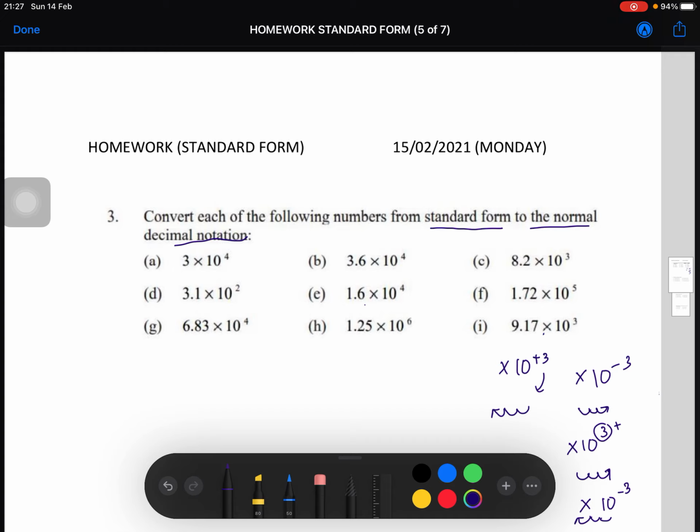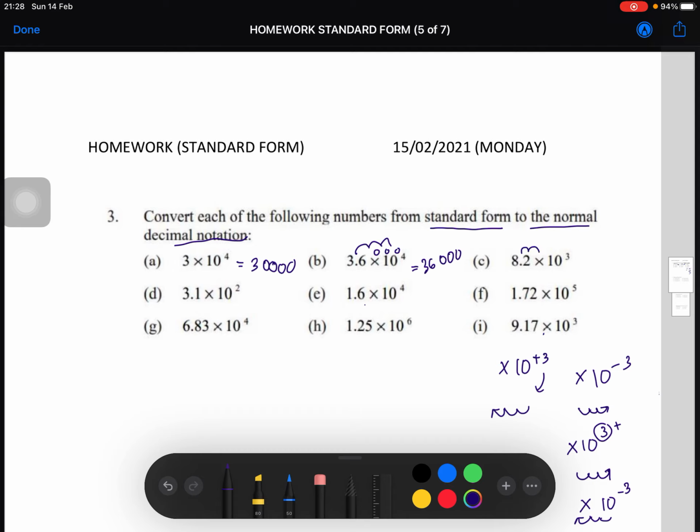The answer is 3 times 10 to the power of 4. How many zeros at the back? 4 zeros: 1, 2, 3, 4. 30,000. Okay. B. 3.6 times 10 to the power of 4. That means the decimal is moving to the right 4 times: 1, 2, 3, 4. The answer is 36,000.